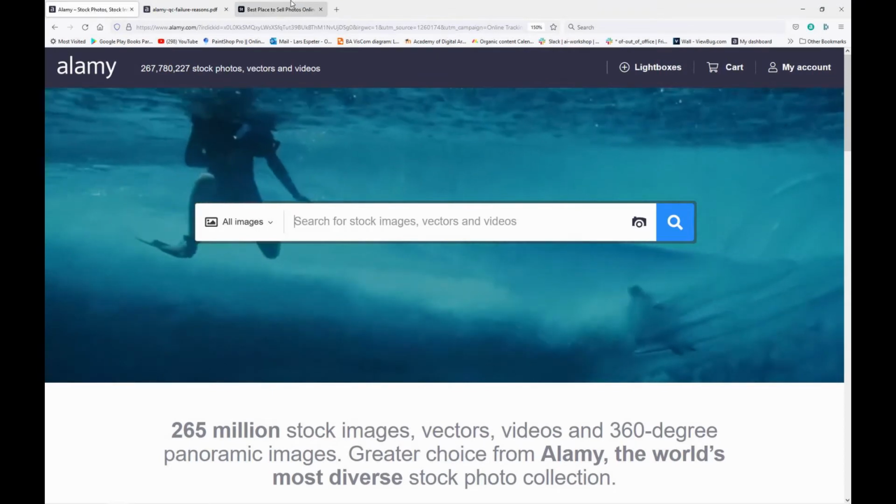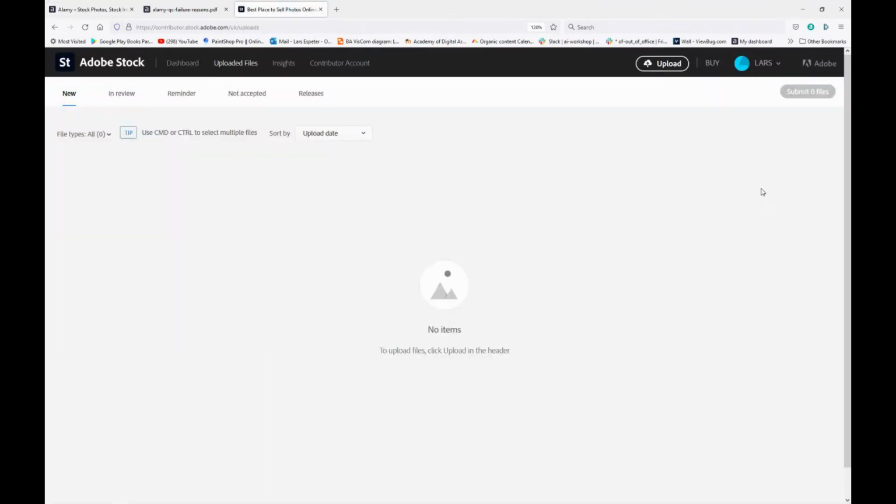Adobe Stock does it in a way that is very similar to Shutterstock. You sign up, again for free, and then you upload your images right away. They get reviewed, and then if they're accepted, they are on the system for other people to buy. That's the main difference between the two. There are, however, other differences as well that I will point out now.